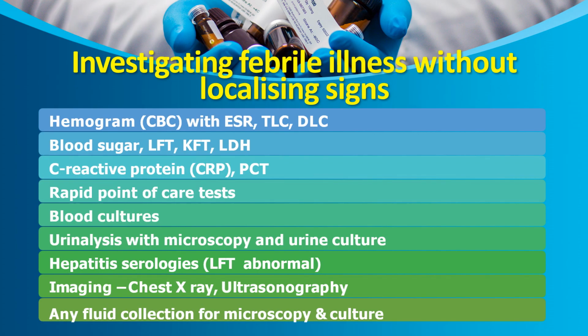How to investigate febrile illness? What are the criteria? Hemoglobin, hemogram with ESR, TLC, DLC, blood sugar, liver function test, kidney function test, LDH, C-reactive protein, rapid point of care test. Then we have blood cultures, urine analysis with microscopy and culture. Then hepatic serologies, imaging such as chest X-ray, sonography, and any fluid collection for microscopy and culture.